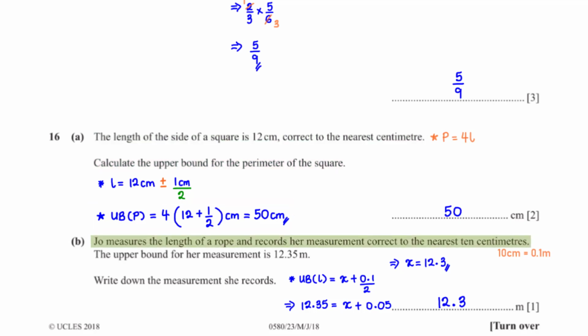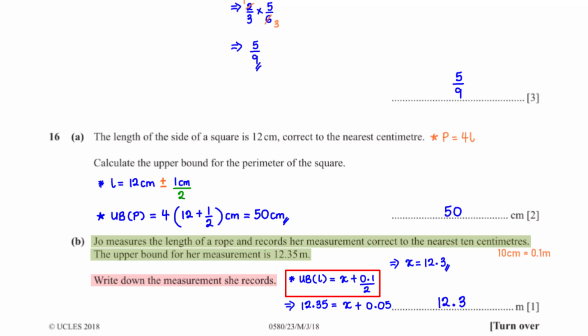Jo measures the length of a rope and records her measurements correct to the nearest 10 centimeters. The upper bound for her measurement is 12.35 meters. Write down the measurement she records. The upper bound of her measurement would be equal to the measurement she records, which we are calling x, plus 0.1 meters divided by 2.